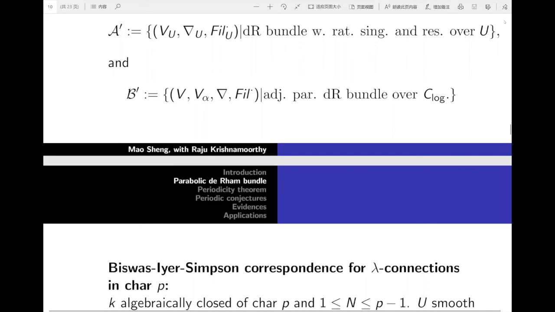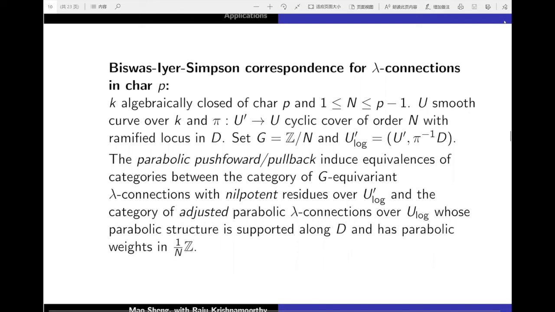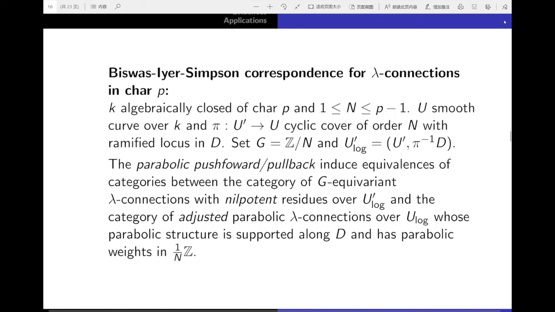And now one more technical thing to do is in characteristic p, which is a preparation for my later consideration. So I call this a Biswas-Iyer-Simpson correspondence for lambda connections in characteristic p. You notice that this parabolic thing is really defined for a general base. So here I study the following setting. I fix some algebraically closed field K of characteristic p, and I choose some positive integer less than p. And U is again some curve over K, and pi is some cyclic cover of order N with ramification along D.